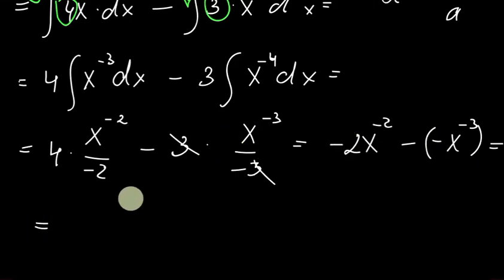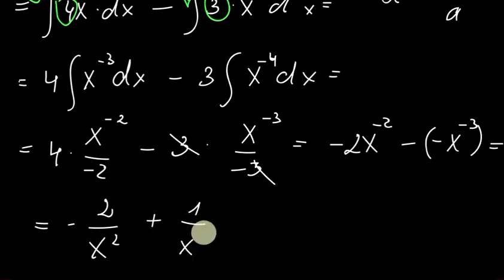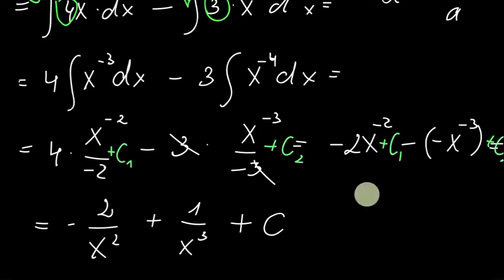Now we need to go back to how it looked, and we get that this is plus 1 over x cubed. I forgot c, and I forgot it in many places: c1 here, and I forgot it also here, plus c1 plus c2. I said that I forgot the c. Okay, let's move on.